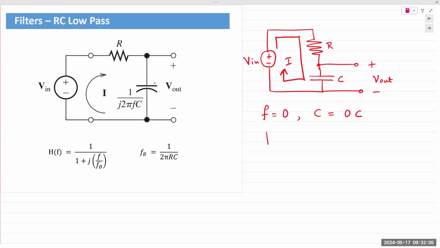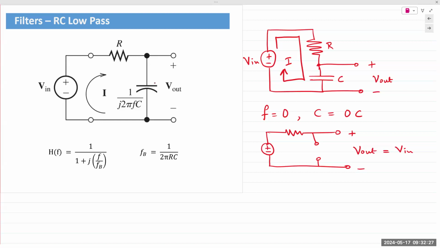So our Vin goes through the resistor, and because the capacitor is an open circuit, nothing is going down there. We can simply take output Vout as equal to Vin.